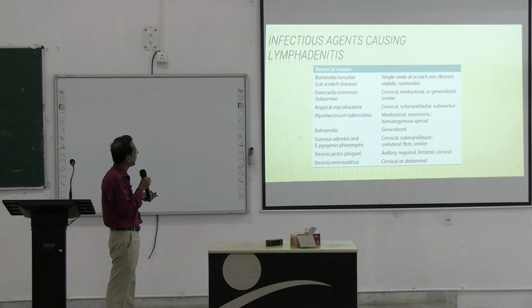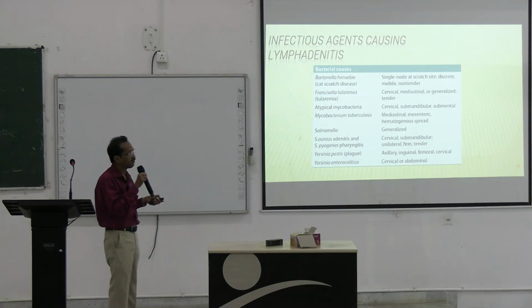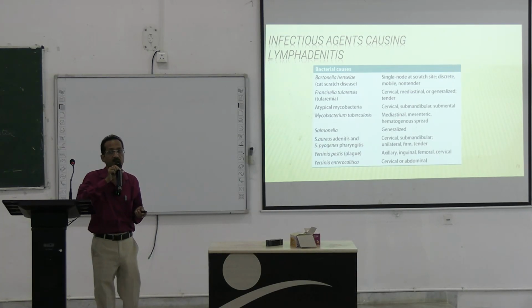Now Bartonella can be seen, it is also called vagabond disease. Atypical mycobacteria may present as lymph node and Mycobacterium tuberculosis. Where does Mycobacterium tuberculosis lymph node commonly occur?